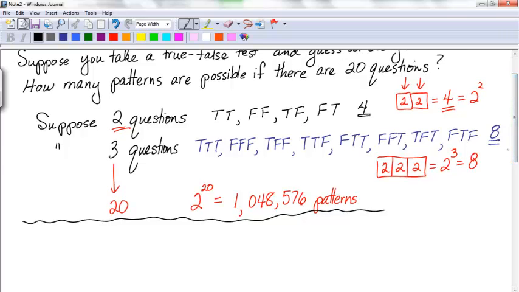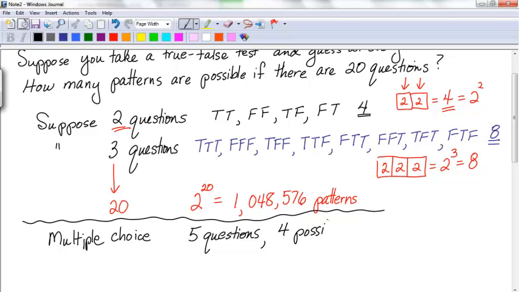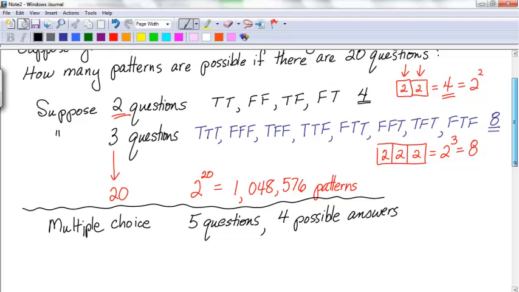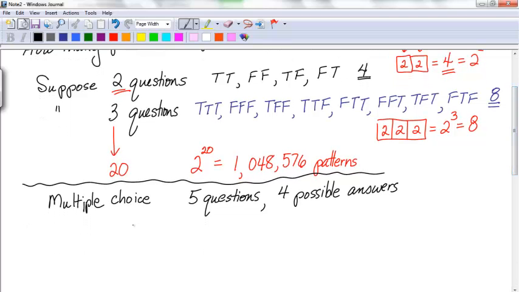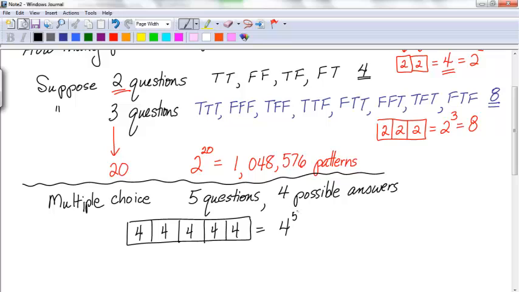Okay, let's change it from a true-false. This time, let's go with multiple choice. If you were taking a multiple choice test, and let's say it's a little quiz with 5 questions, and you had A, B, C, D, 4 possible answers. If you guess at every question, how many possible patterns of answers are there? Well, there are 5 questions. Each question has 4 possible answers. So you'd have 4 to the 5th power.